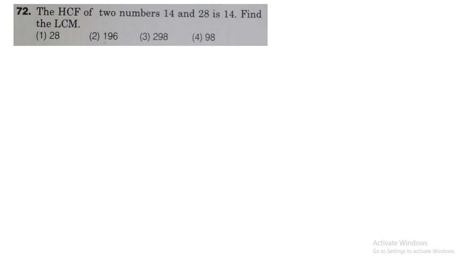Next, moving on to question number 72. The HCF of two numbers is 14, and one number is 28. Find the LCM. Whenever you are given two numbers along with the LCM or HCF, you can directly find the other one. The formula is: product of numbers is equal to LCM into HCF.